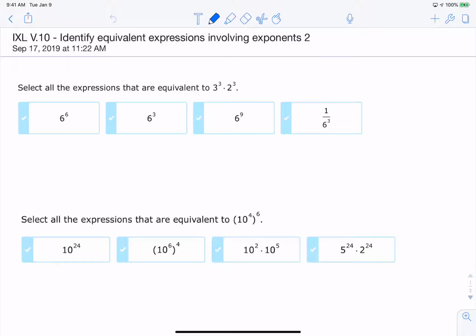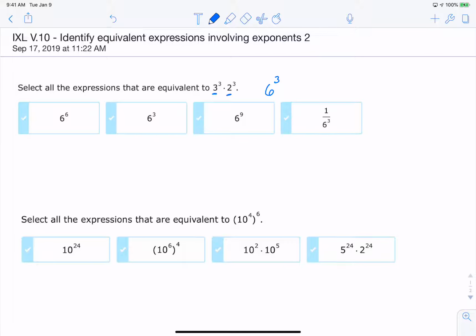So first one says, select all the expressions that are equivalent to 3 to the third times 2 to the third. So the first thing, hopefully, that you'll notice is your bases are different, but your exponents are the same. So because your exponents are the same, you can go ahead and multiply the bases. So we have 3 times 2, which is 6. You're going to keep that same power to the third.